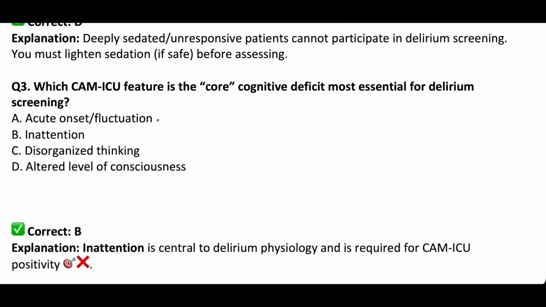Now, it maybe would be fair to choose A, acute onset or fluctuating mental status, because this is mandatory as well, but it's less part of the pathophysiology of delirium, which is why I chose B. But in retrospect, maybe that question could be a little bit better.